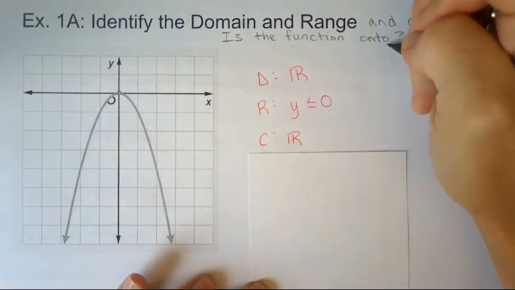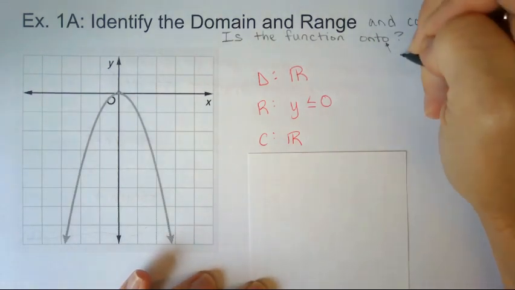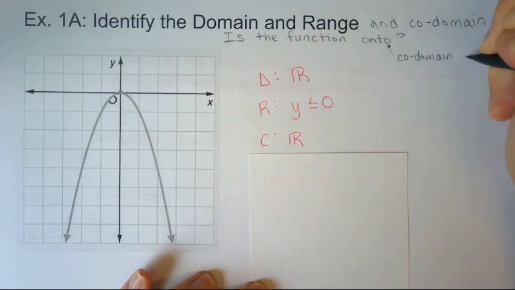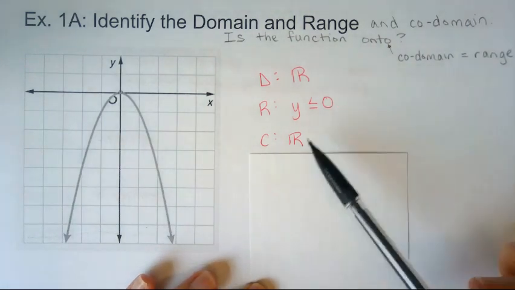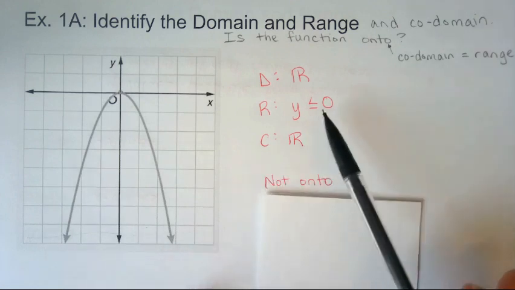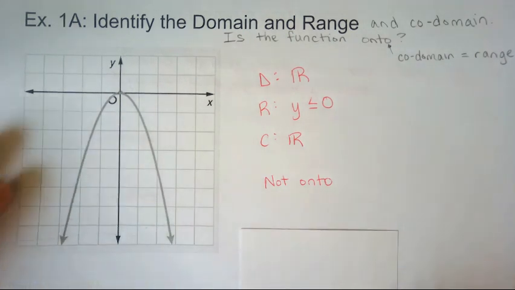Now this is a new vocabulary word, and it's onto if your codomain is the exact same as your range. So if those two are the same, then it is onto. So in this case, since they are not the same, then it is not onto. I want you to pause the video and try the next example.